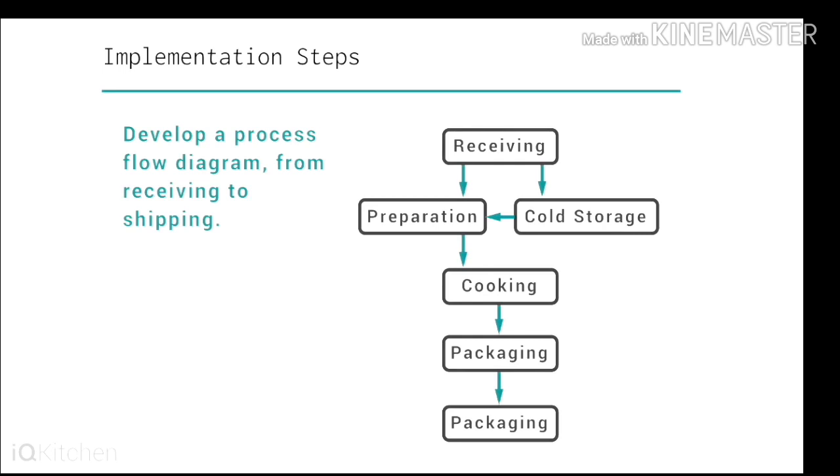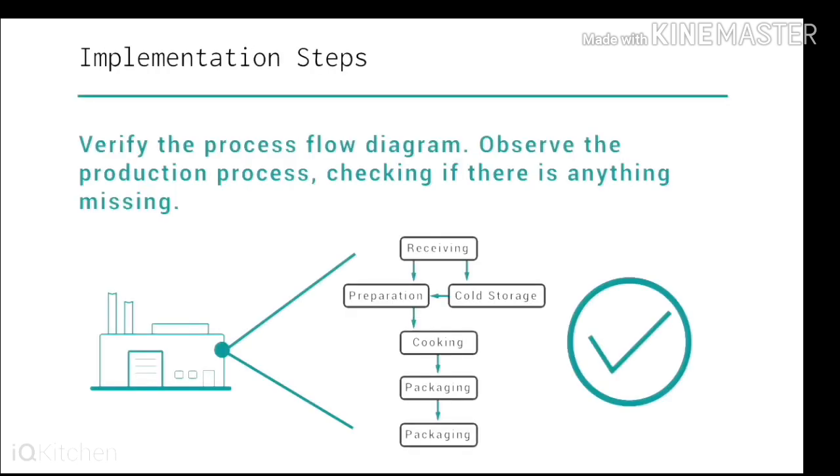4. Develop a process flow diagram. The HACCP team will draw a flow diagram that shows all the steps in the production process from receiving through shipping. 5. Verify the process flow diagram. The HACCP team can do this by having an impartial person do a walkthrough of the entire production process, checking to see if there is anything missing.